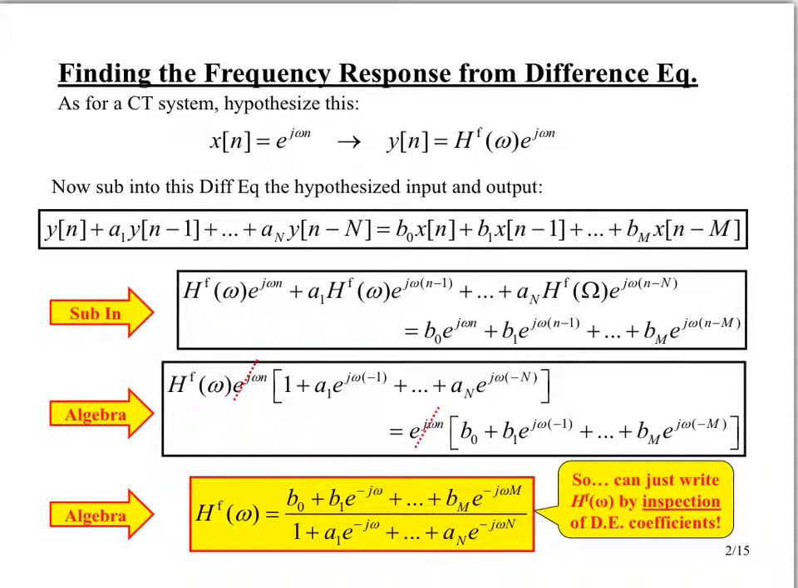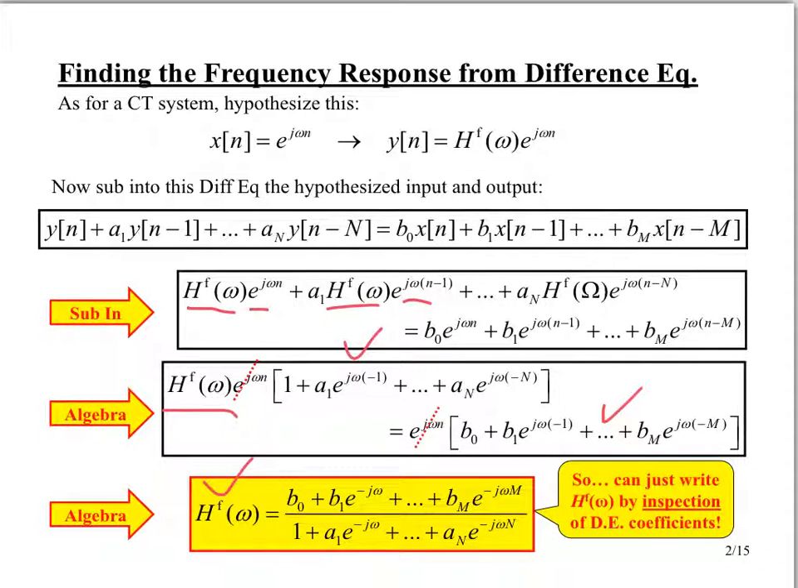So if we then do a little bit of algebra, if we pull this common h out, and we pull a common e to the j omega n out, we're left with basically a polynomial kind of an e to the j omega, or 1 over e to the j omega. And we end up with another thing over in brackets there. And so now we're just going to solve for h of omega. And when we do that, we get something that looks like this.